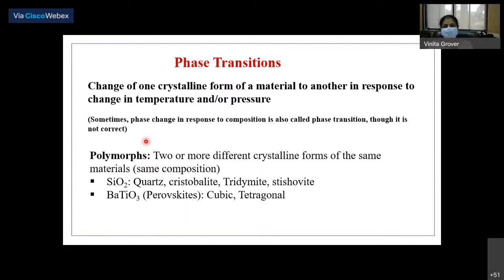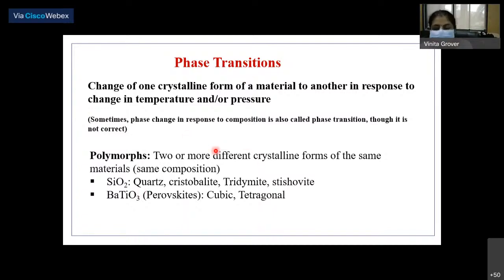Okay, so what is a phase transition? If I have to define it, I would say it is the change of one crystalline form of a material to another in response to some external stimulus, which could be a change in temperature and/or pressure. So change of one crystalline form of a material to another crystalline form in response to a change in temperature or pressure is called a phase transition.